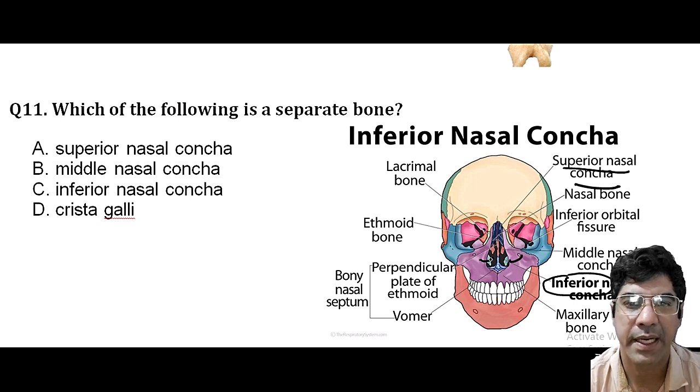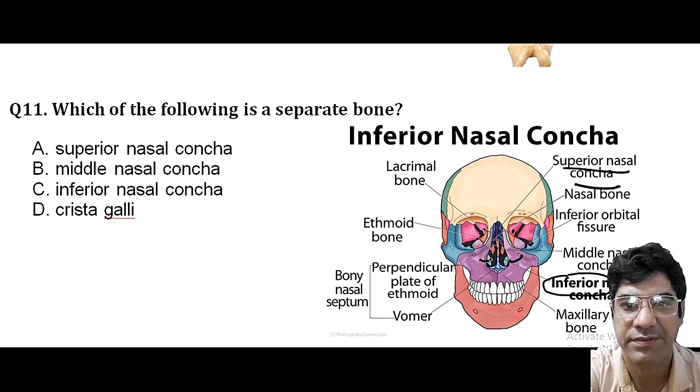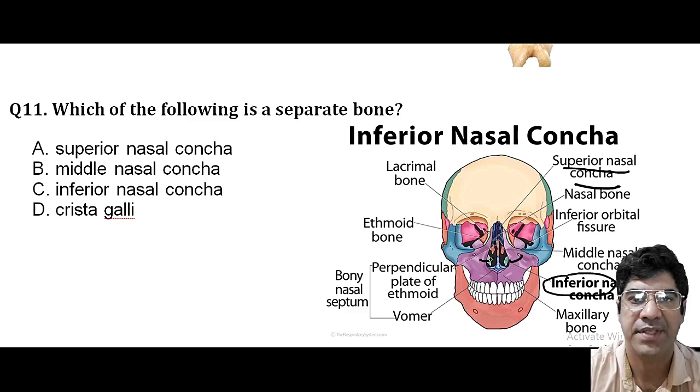There are two inferior nasal conchae, one on each side of the nasal cavity. The crista galli is not a separate bone, it is a bony projection that extends upward from the ethmoid bone within the skull. So mark your answer accordingly.